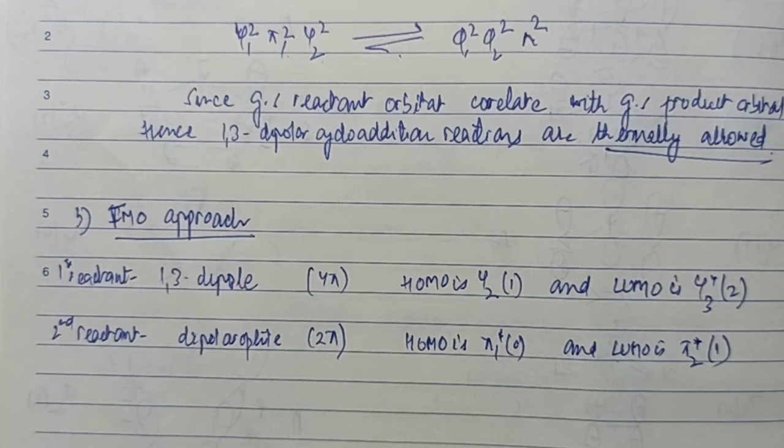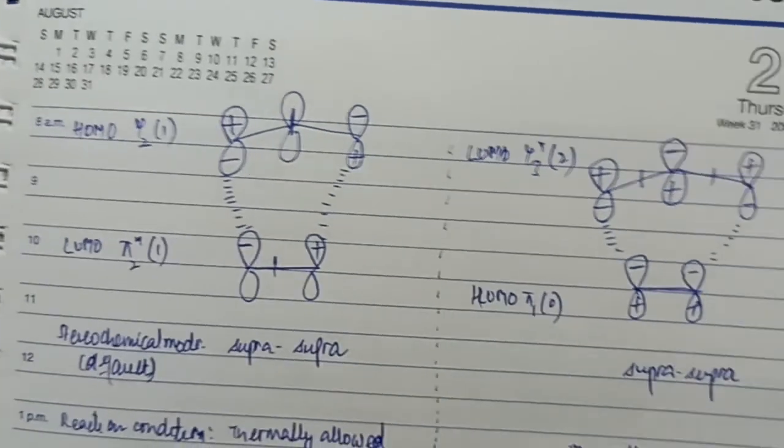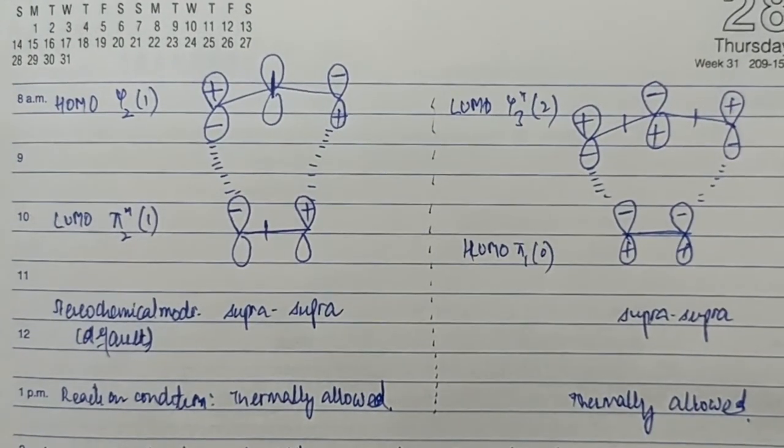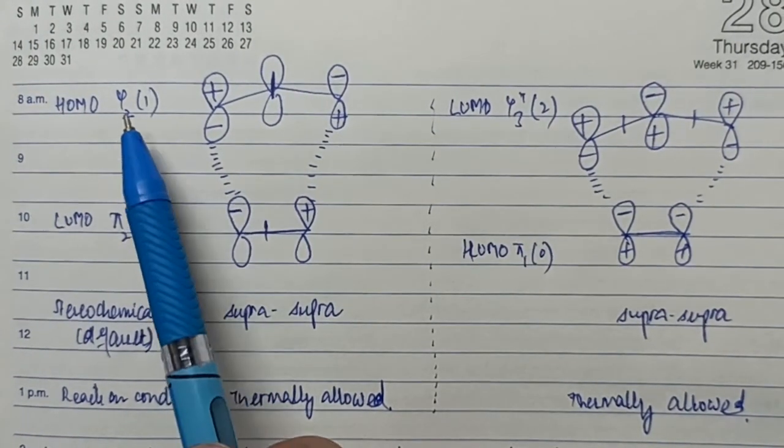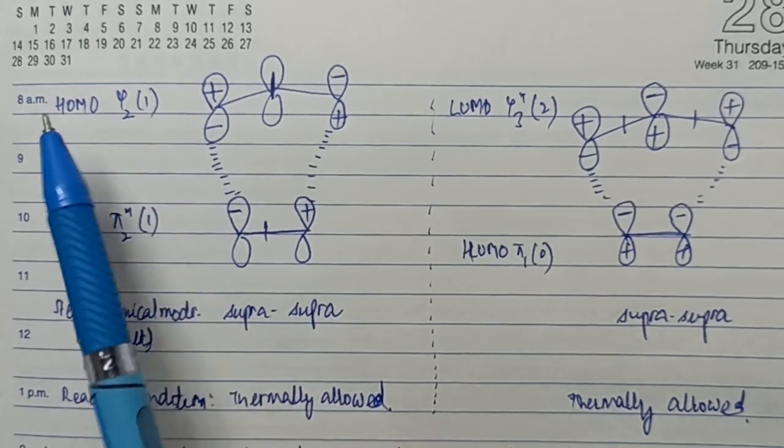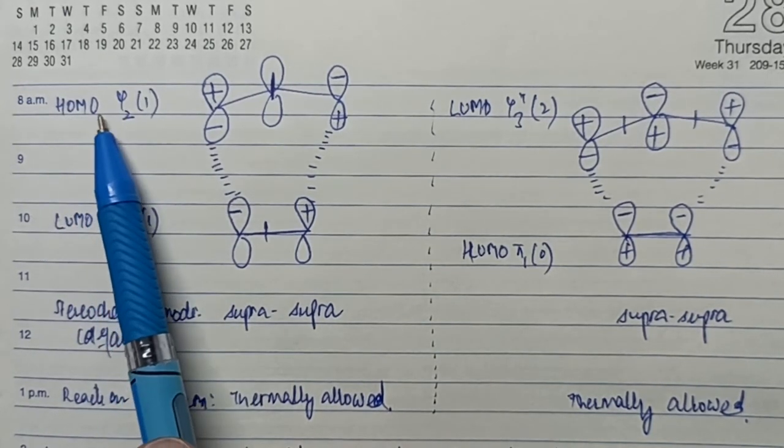And the second component was your dipolarophile, which was a 2pi electron system, and therefore pi1 was HOMO and pi2 star was LUMO. Of course, we are talking this under thermal conditions. So using FMO approach, what we need to do is we need to study the interactions of these reactions with the HOMO-LUMO interaction. Okay, let's take both the alternatives.